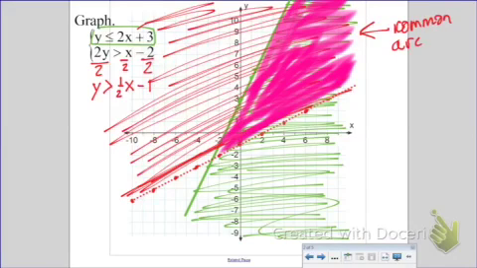Common area, or the solutions. Okay, let's take a look at another one.